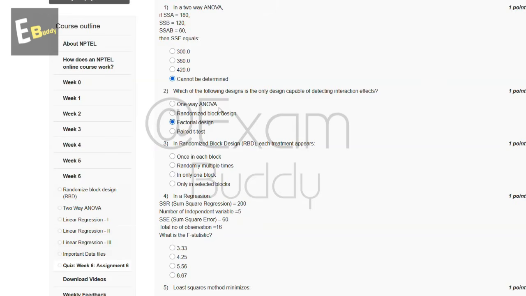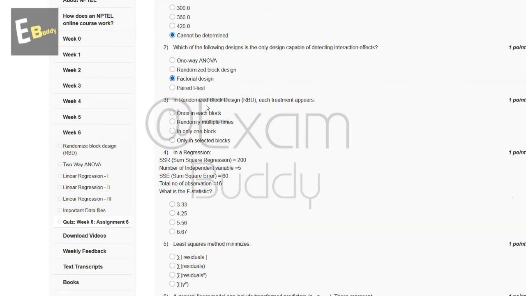And now let's go to our question number 3. In randomized block design RBD, each treatment appears, so these are the options, and the answer of our third question is A, once in each block.